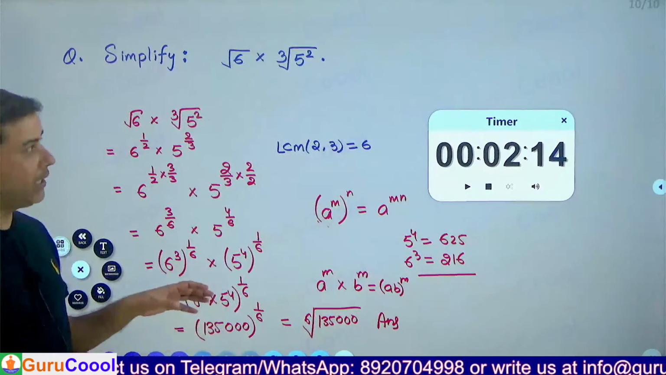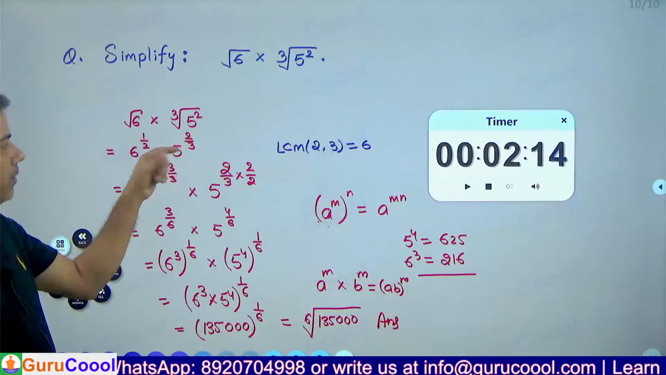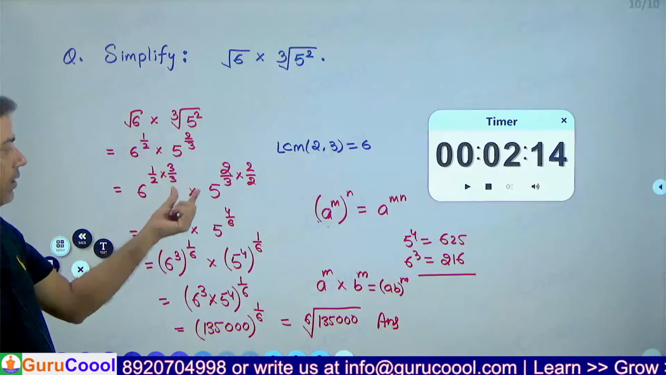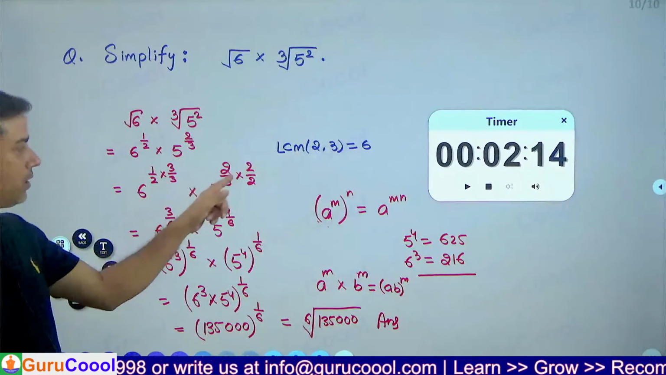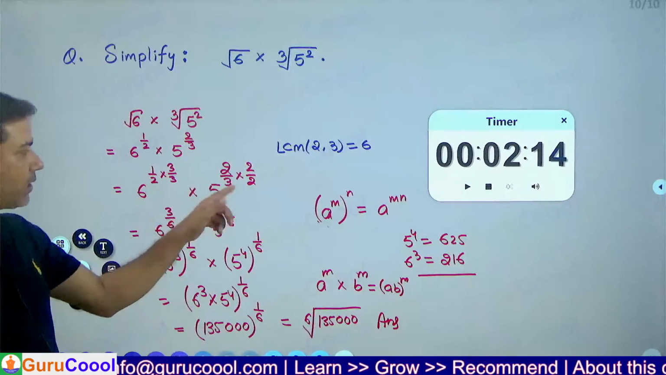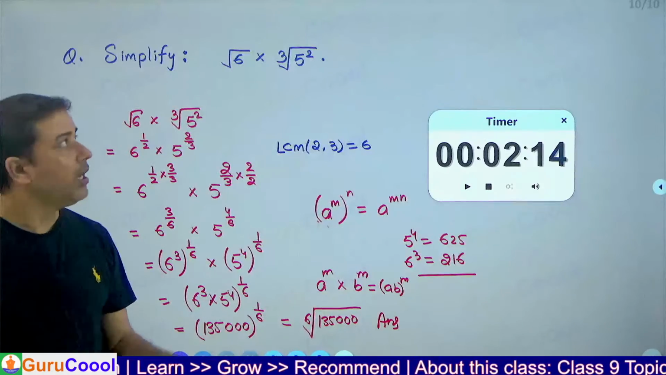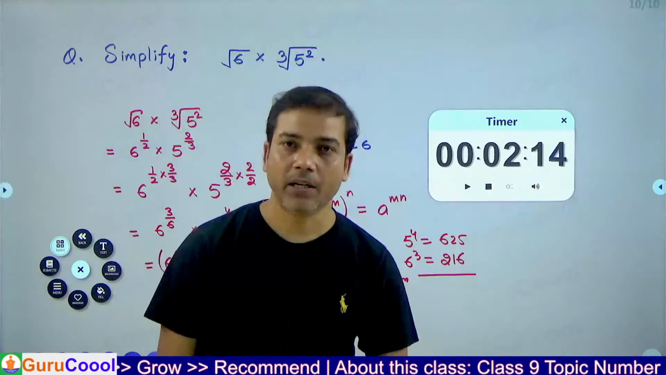So this was a case when we have neither bases the same nor powers the same. In that case, we can move ahead using the equivalent fraction method, making their denominators the same. Okay, now we have to stop here only in this class.